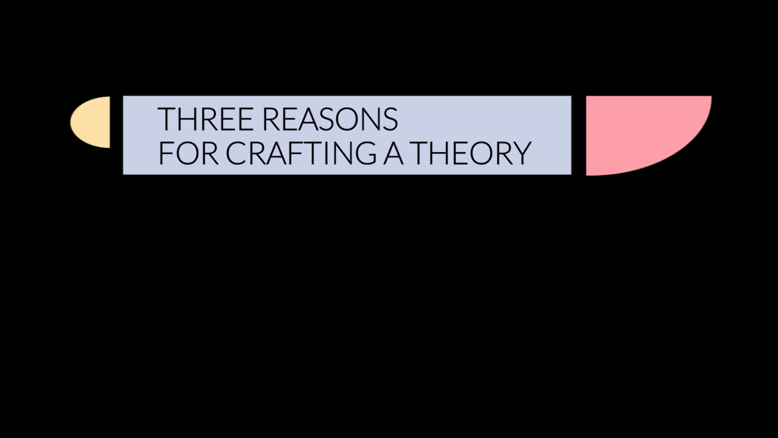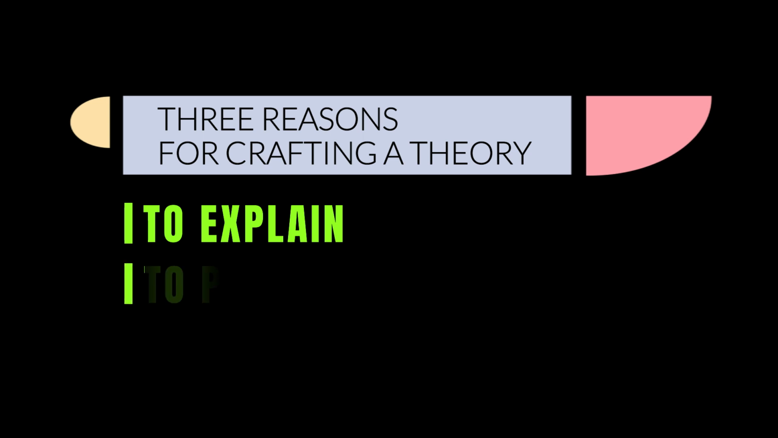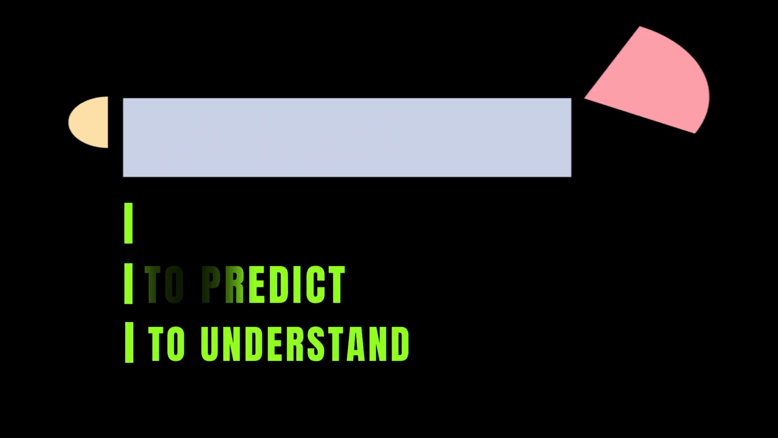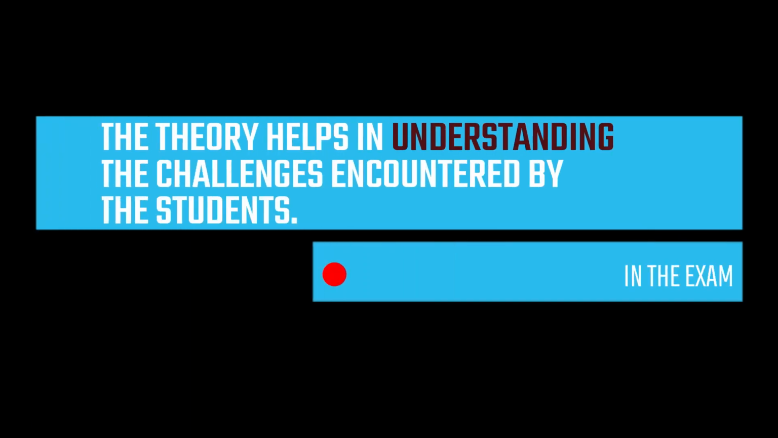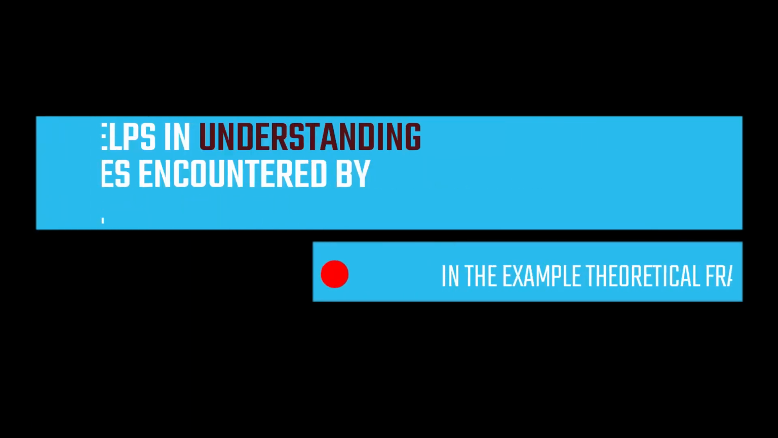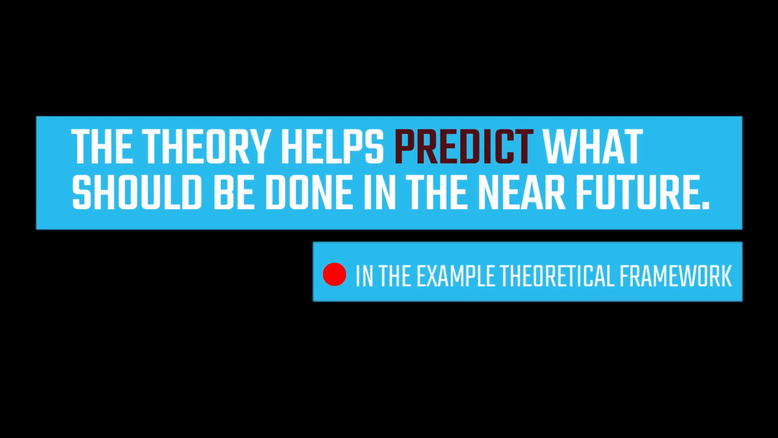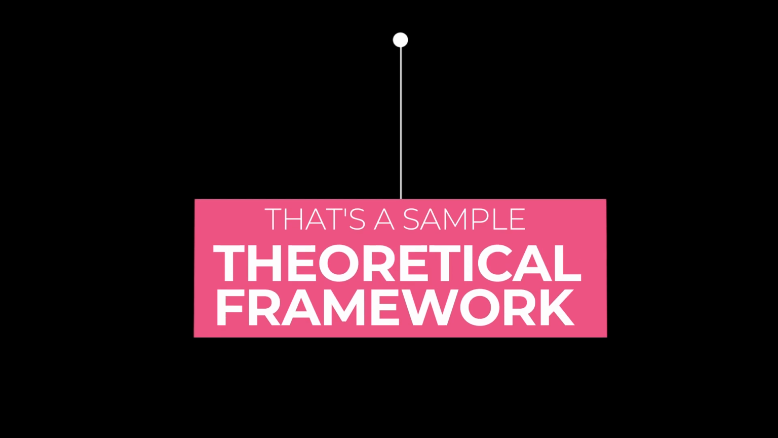Further, you should also know that a research theory is formulated for three fallible reasons: to explain, to predict, and to understand a phenomenon, issue, concern, or a problem. In the example, the theory stated may help the researcher explain the perceptions of the students towards the implementation of the online mode of learning as one among the learning deliveries, and understand how challenging things might have been for them, as well as predict what should be done in the near future to ensure that learners develop the skills they need to develop. And that is a simple example of research theoretical framework.